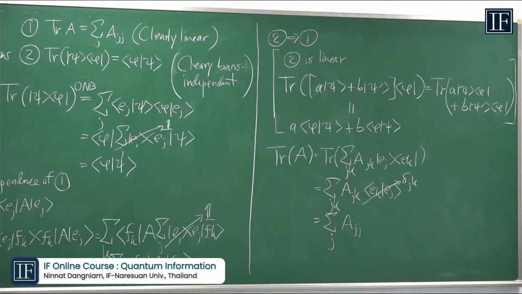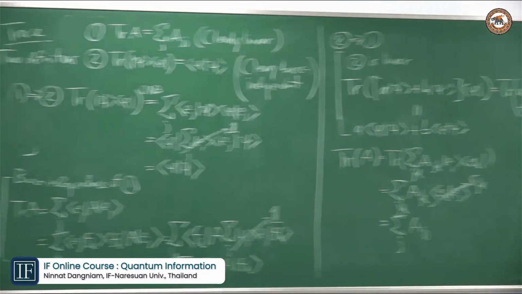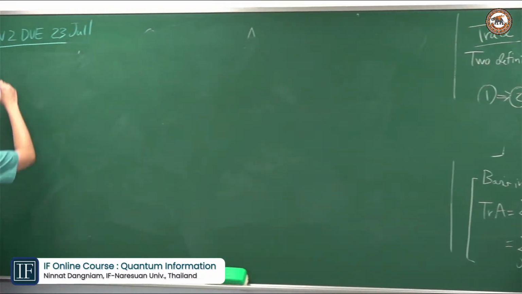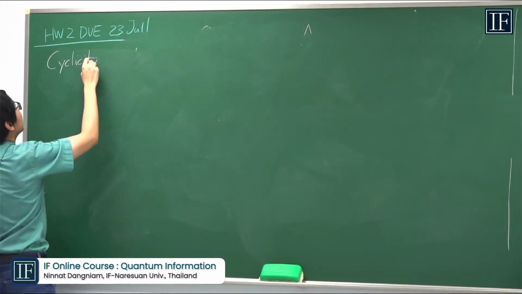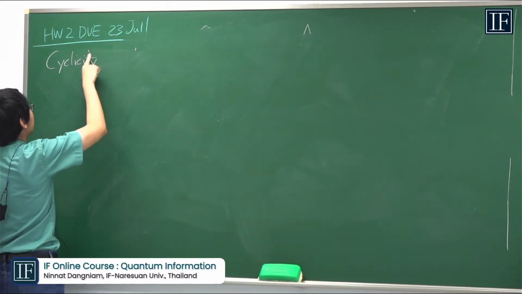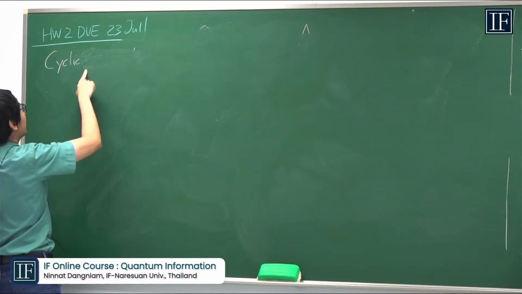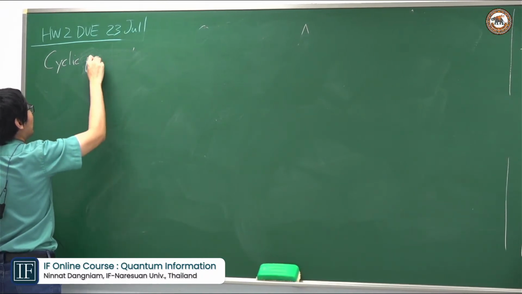Yeah, so the trace is a function from the operator space to a complex number, and it's linear and basis independent. Another useful property to note is the cyclicity of the trace, or maybe this is not such a usual word, the cyclic property.